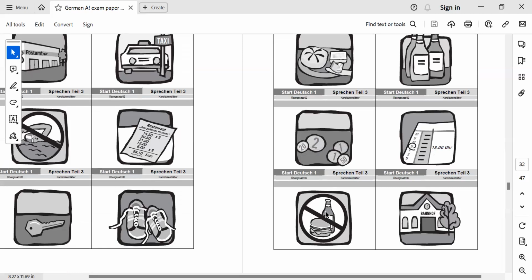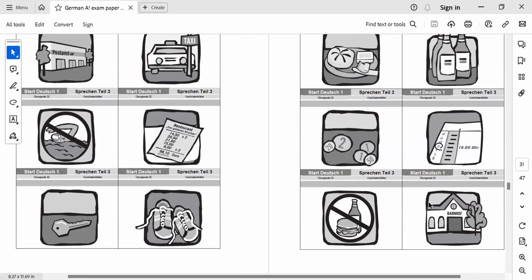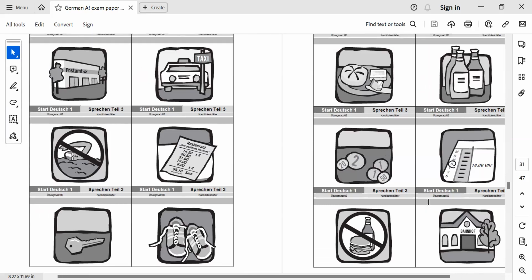Then similarly, eating and drinking here is not allowed. Verboten. Then this is Bahnhof, railway station. So a few things they themselves will give. But this is all nothing to do with yes or no questions. This is all with request.